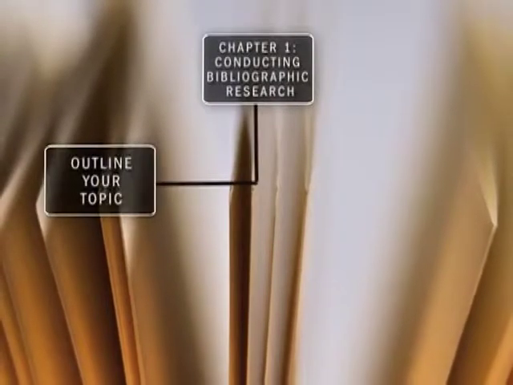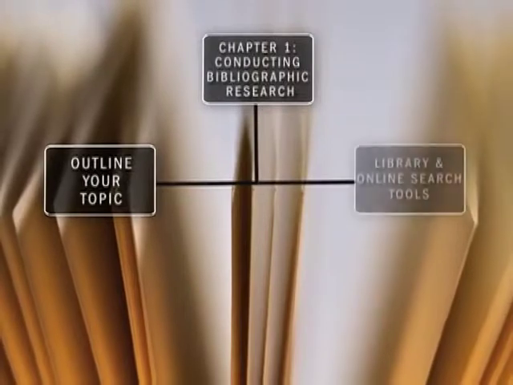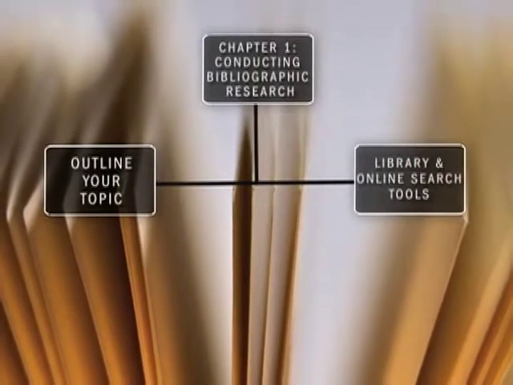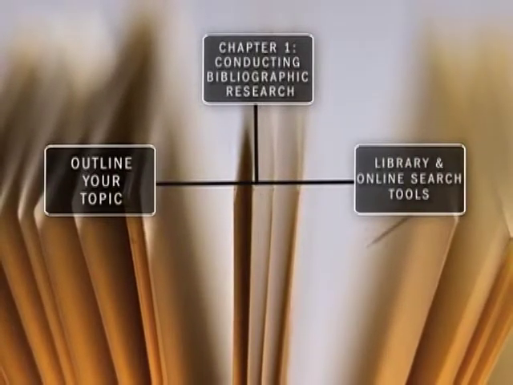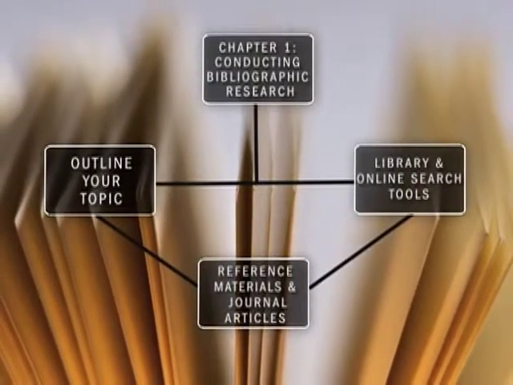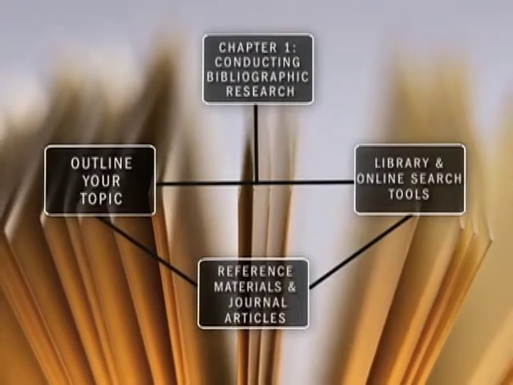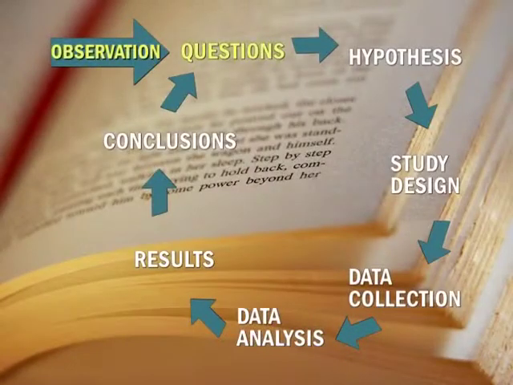First, break your topic down into an outline. Next, familiarize yourself with the library and online search tools to find the materials you will need. Use the outline and search tools to identify useful bibliographic resources for your research, especially reference materials and journal articles. Now that we've covered the basics of bibliographic research, you're ready to define your research question and develop your hypothesis.